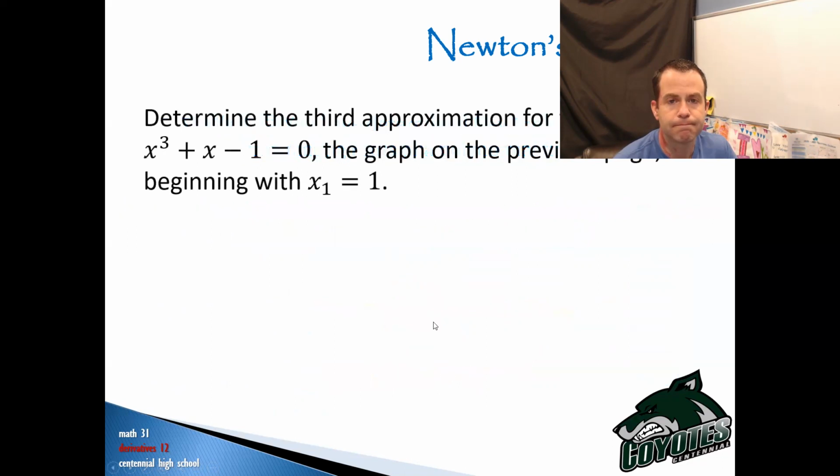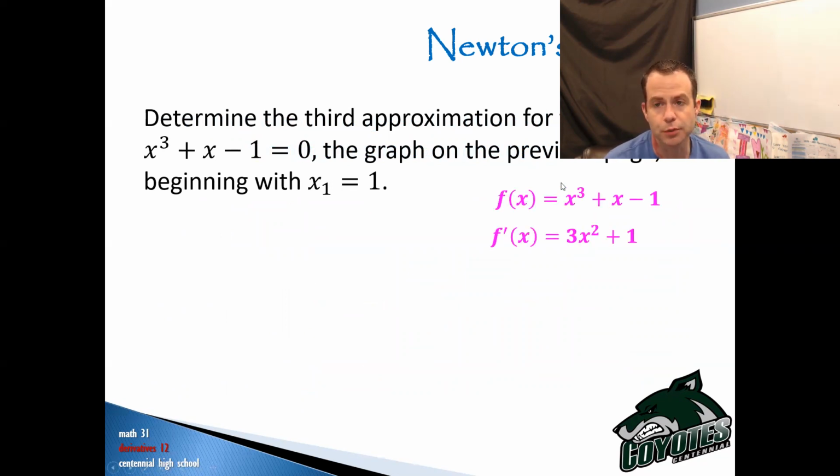Okay. So let's put it into practice so that you can see what's happening. Determine the third approximation for the root of x cubed plus x minus 1 equals 0, the graph on the previous page, beginning with x1 is 1. So first thing we have to do is write the equation out and write the derivative. So f of x is x cubed plus x minus 1. The derivative is 3x squared plus 1. And now we just start plugging the values in.